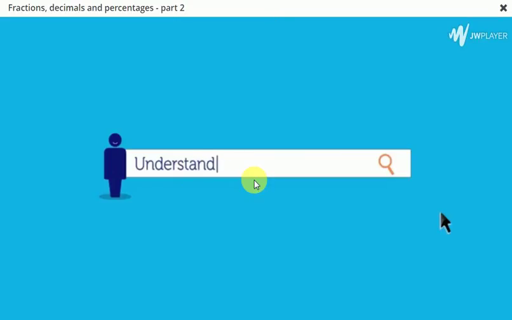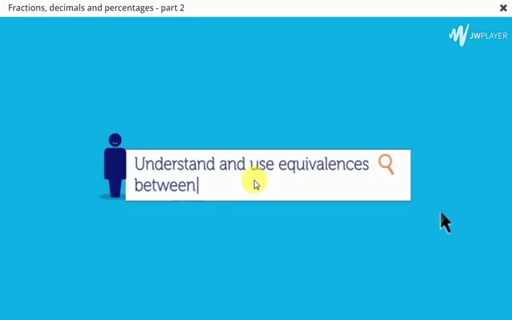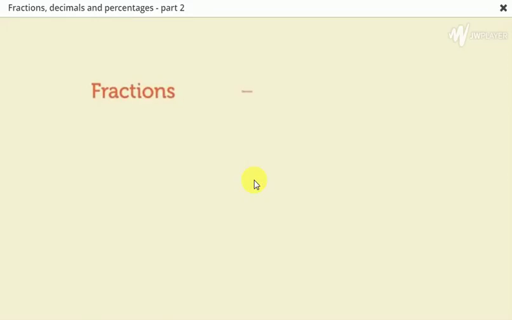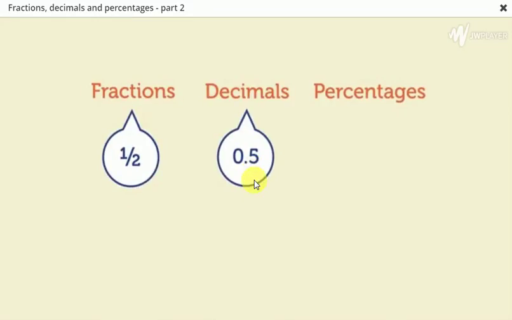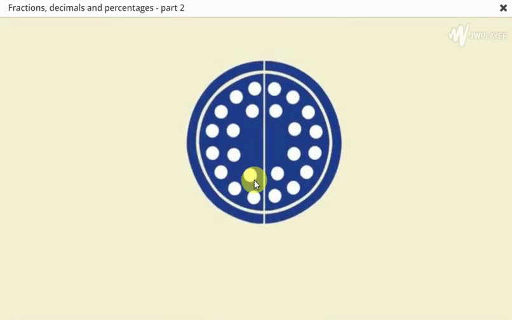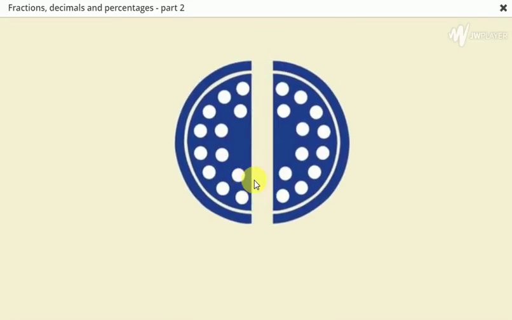Understand and use equivalences between common fractions, decimals and percentages. When we talk about equivalence in fractions, decimals and percentages, we mean that the different symbols and numbers can represent the same value. The simplest of these is probably this: 1 whole equals 2 halves.